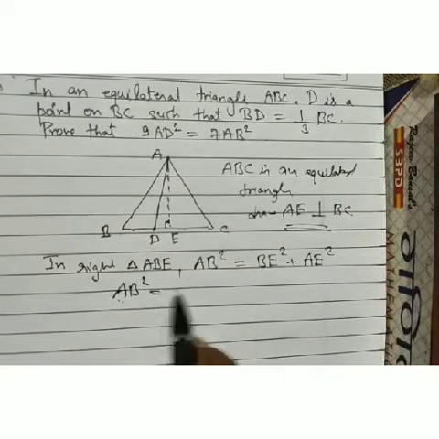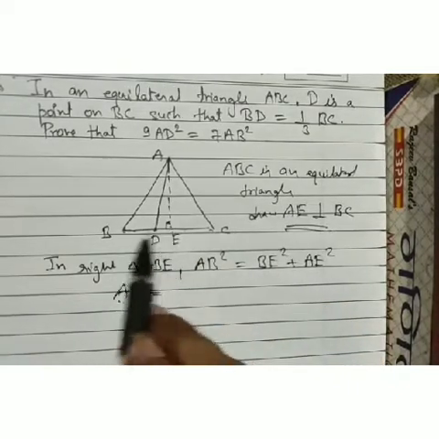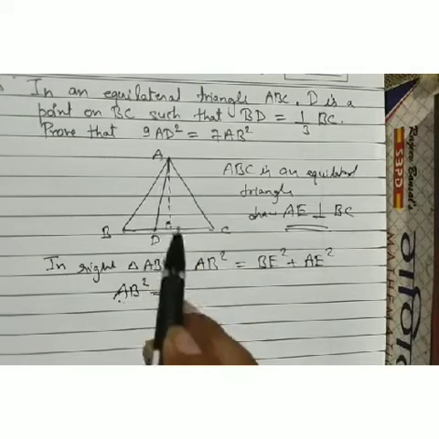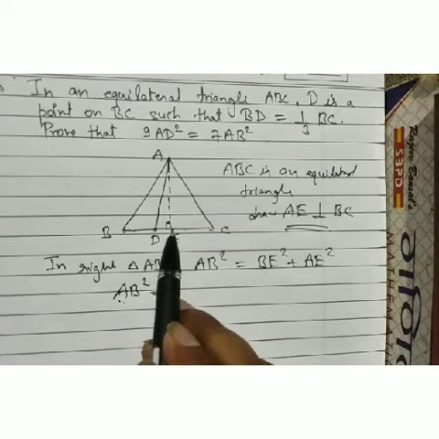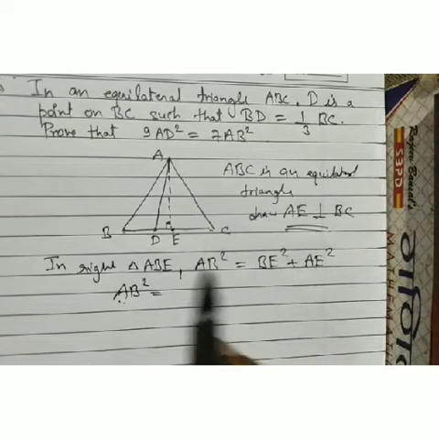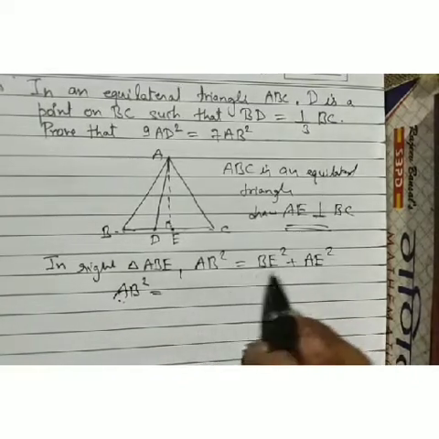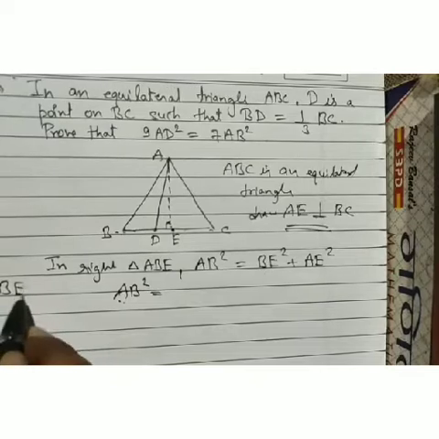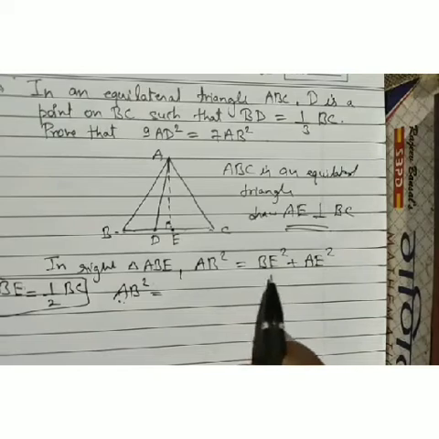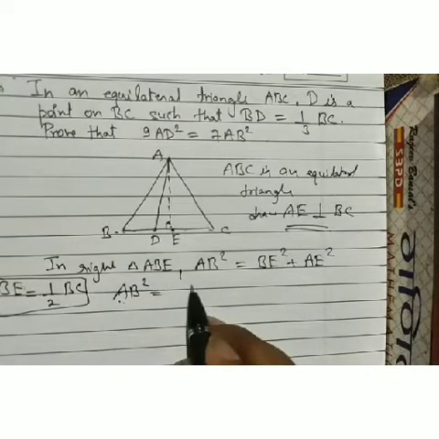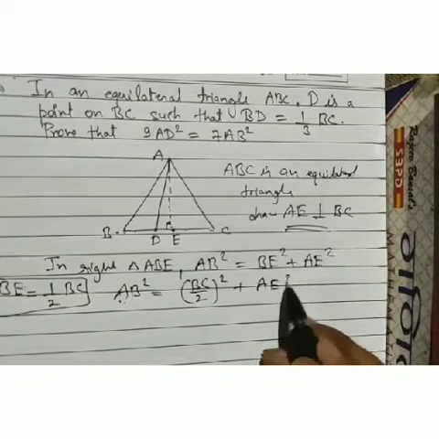Look now, in AB square equals BE square plus AE square, BE is what? Since we drew AE perpendicular, AE is the altitude in the equilateral triangle. Already we have discussed that if AE is the altitude, then E is also the midpoint. Then our BE is half of BC. Then we change BE by half of BC: it's BC by 2 whole square plus AE square.